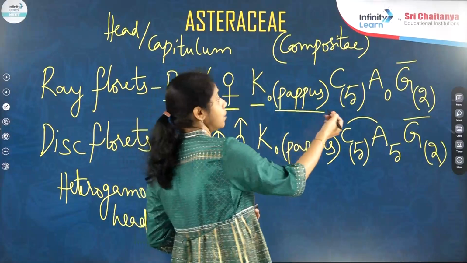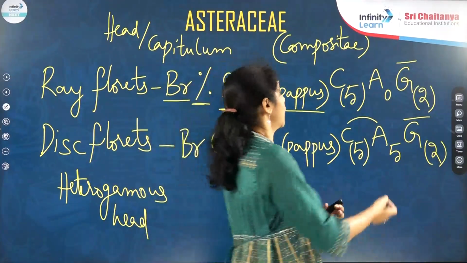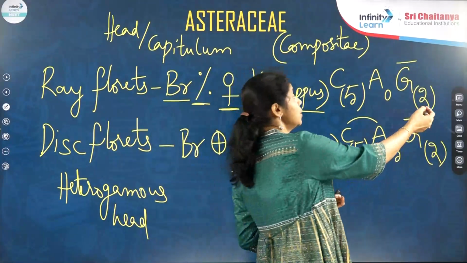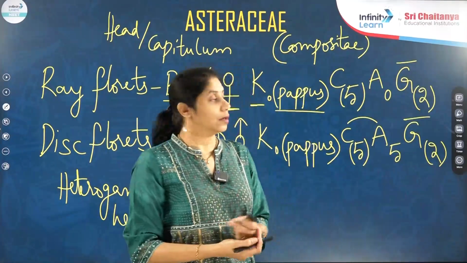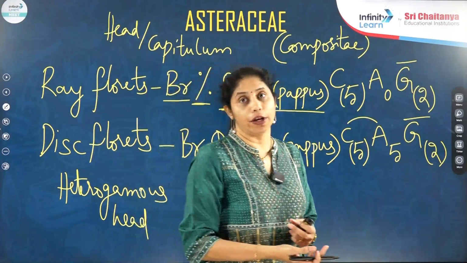So that calyx will be there, and the corolla is 5, fused, and then the androecium is 0 because it is a female flower, and the gynoecium is made up of 2 carpels with an inferior ovary. This is the family with the inferior ovary so far.